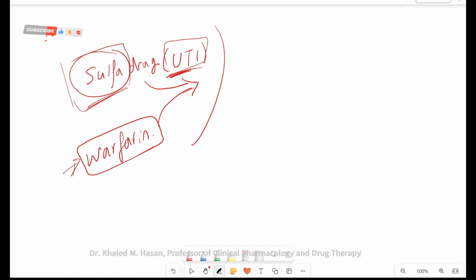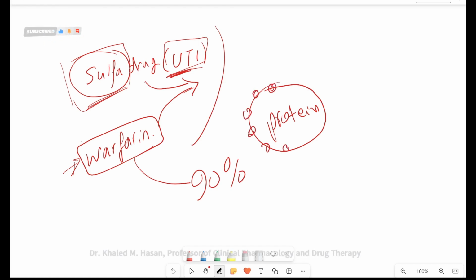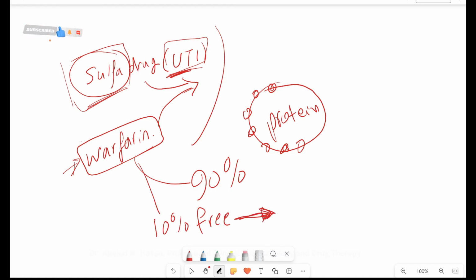So what we have here is a protein, like with bilirubin, and 90% of warfarin will bind to the protein. So 90% of the warfarin is bound to the protein, and only 10% will be free, and this is the active part, which will work and affect the blood and allow the blood to become thin and not coagulate.